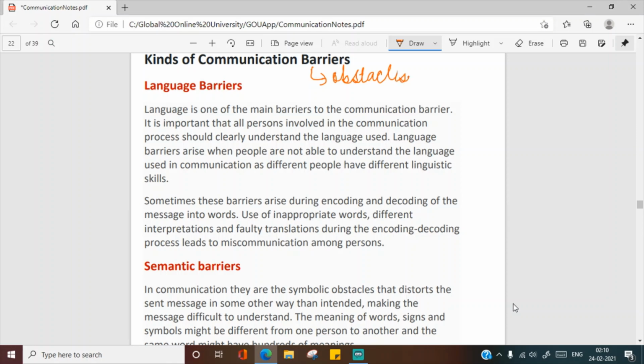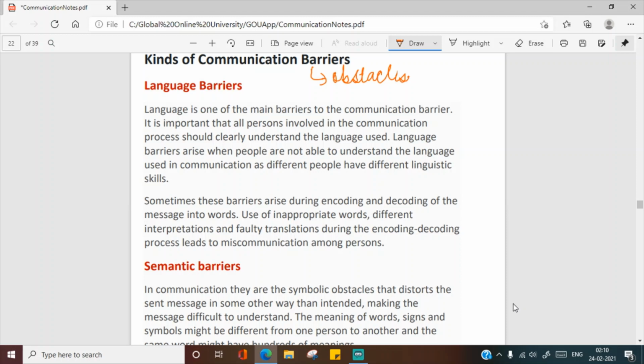Whenever two or more people are trying to communicate, you all know that it is not possible that everything is going at ease. There could be some noise, some problem that could cause failure in communication. So here we are going to talk about the various kinds of barriers that are present in a communication process.